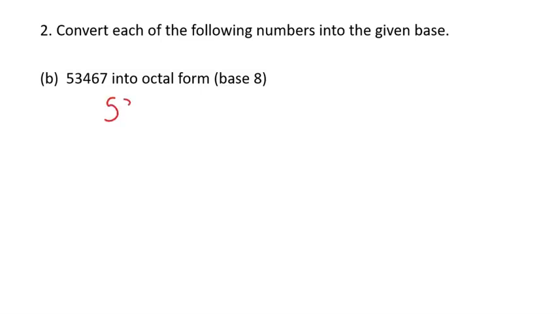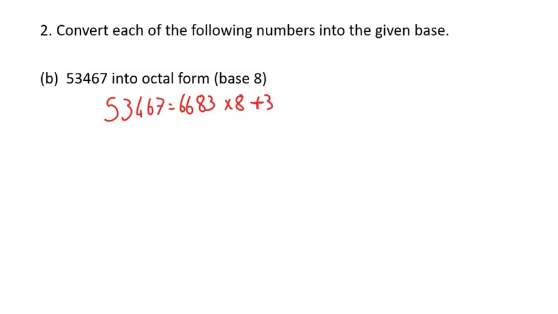So we start by saying 53,467 is equal to, now remember we're after something times 8, because 8 is the base number we're looking at, that's what we're looking for. Well, in this case, it's 6,683 times 8, and I've got a remainder of 3 from that calculation.